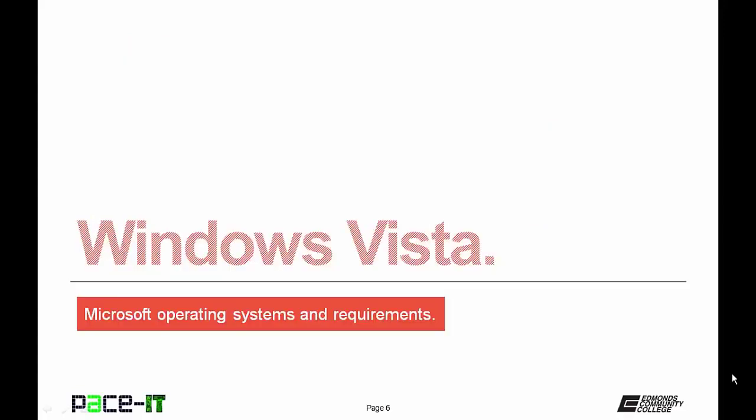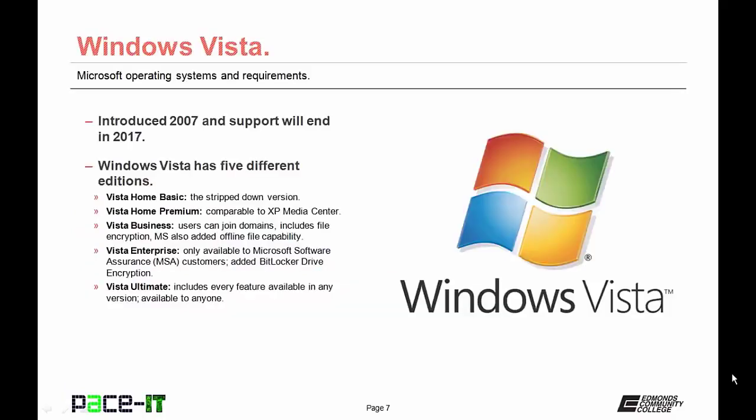Now let's move on to Windows Vista. Windows Vista was introduced in 2007, and support for it ends in 2017. Windows Vista has 5 different editions. Vista Home Basic is the stripped-down version. Vista Home Premium maps to XP Media Center. Then there was Vista Business. In this edition, users can join domains. File encryption was added, and Microsoft also added offline file capability.